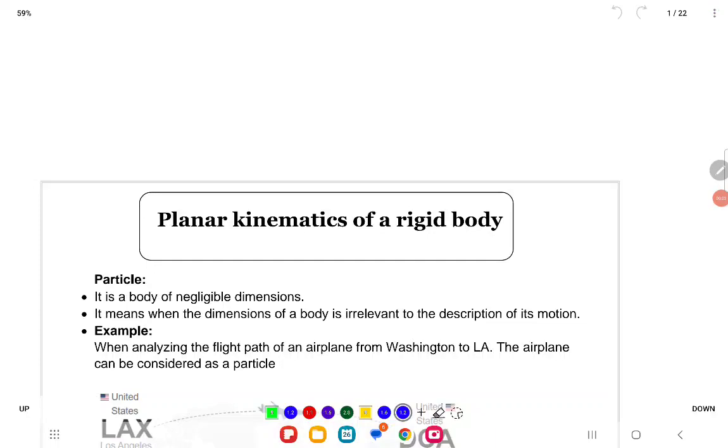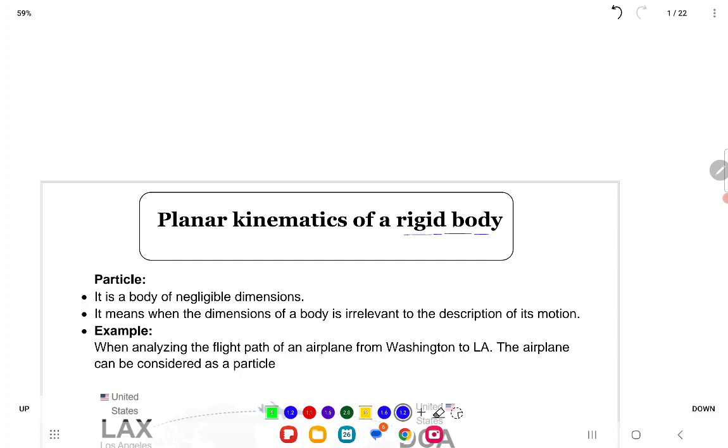Hi. This lecture is about planar kinematics of a rigid body. First we have to distinguish between a rigid body and a particle, because I believe I found some confusion about how we can define a body as a rigid body or a particle. Somebody said, okay, if the body is really small, we can consider it as a particle.